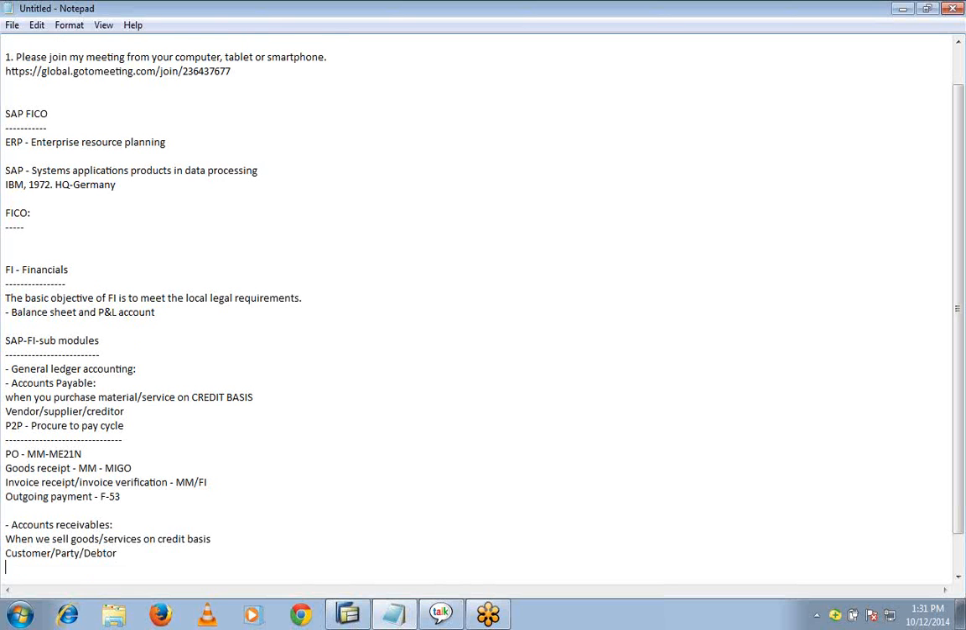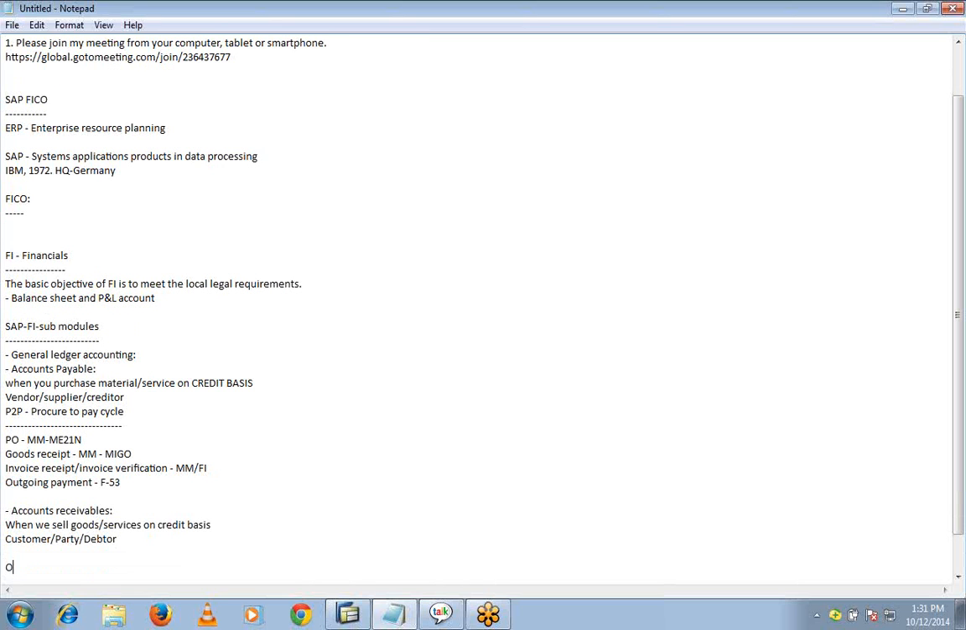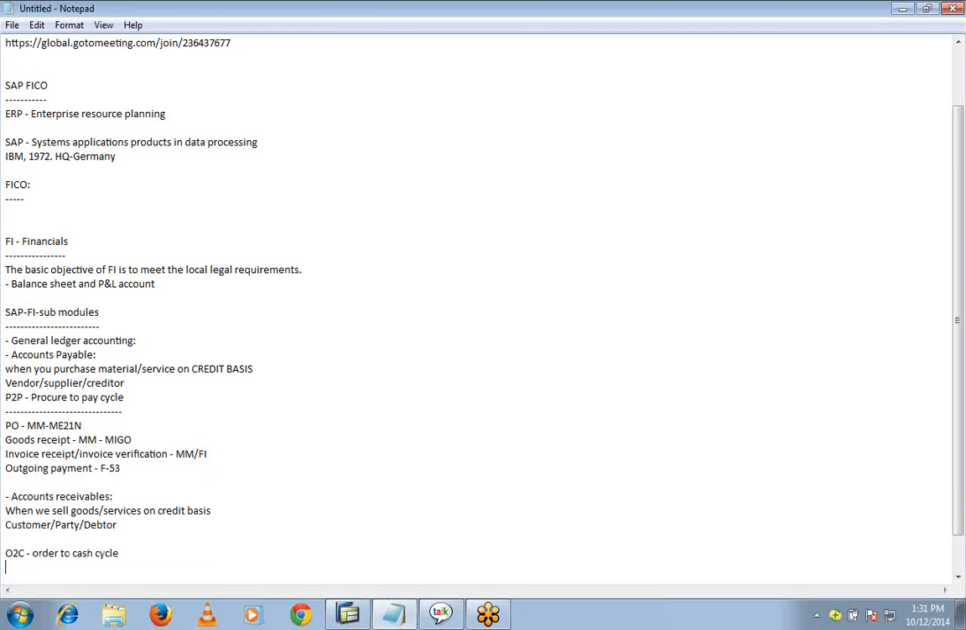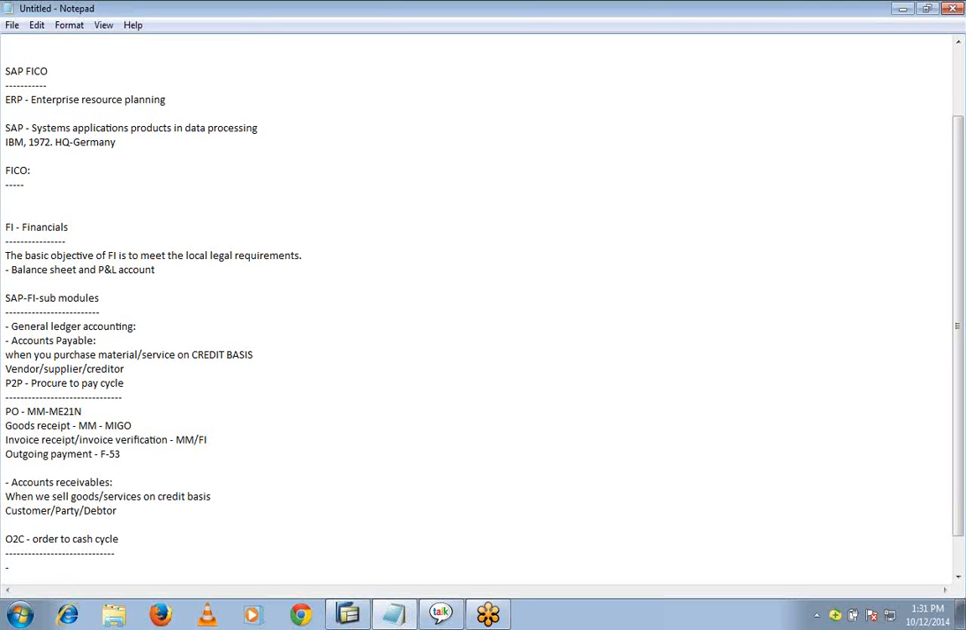Here we are going to see the O2C, order to cash cycle. This cycle consists of the sale order, VA01, I guess. I'll confirm the transaction code.